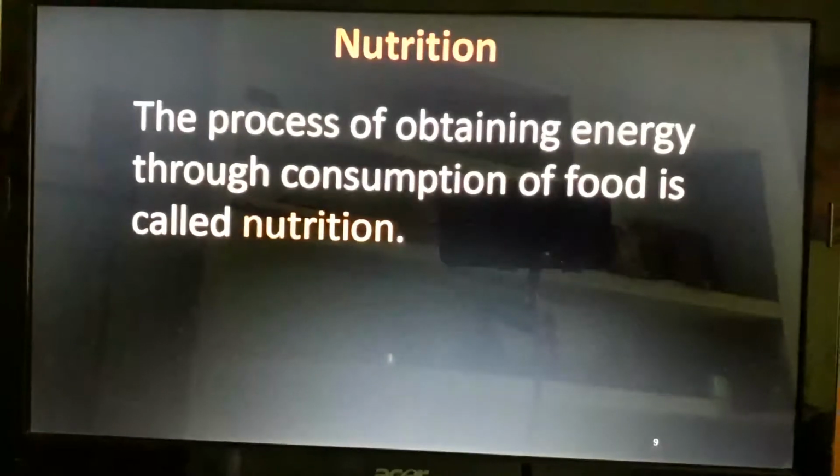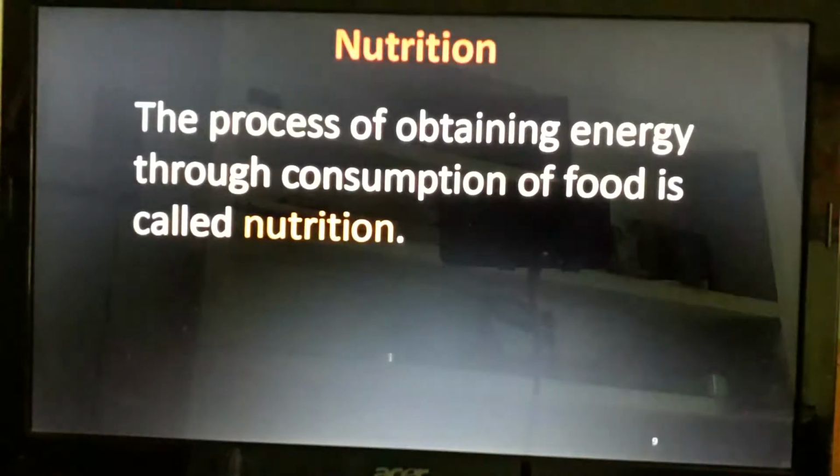The first one is nutrition. The definition for nutrition: the process of obtaining energy through consumption of food is called nutrition. Anyway, we need energy to live, am I right? So we need to consume a lot of food. Daily we need energy, so we are eating a lot of food. That process is called what? Nutrition. What all things we eat: rice, bananas, vegetables, fruits, meat, egg, milk, fish. What all things we consume daily, which are useful for us for getting energy through food, is called nutrition.